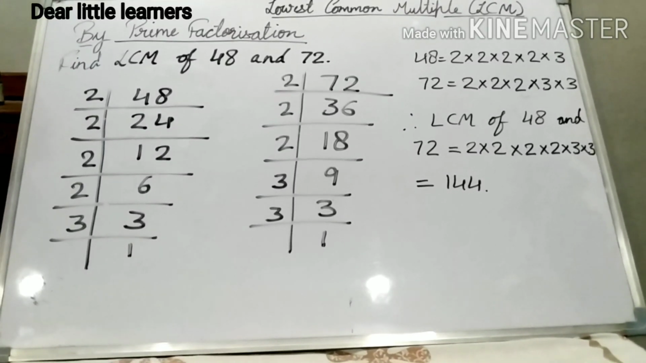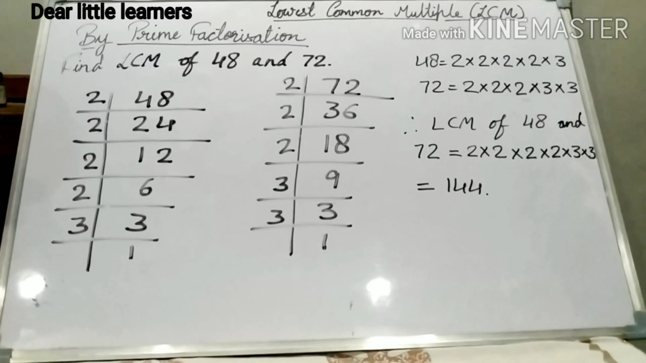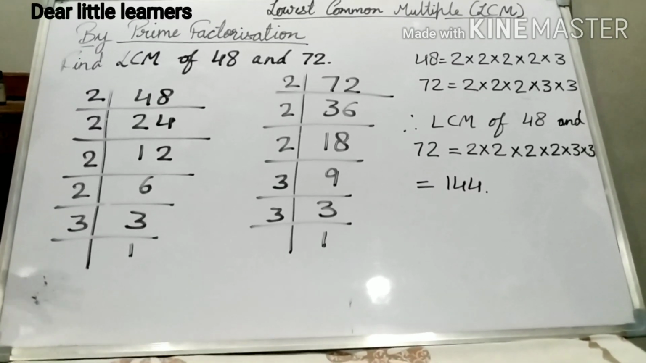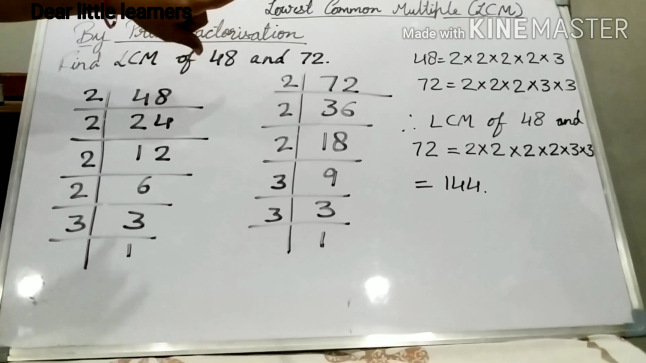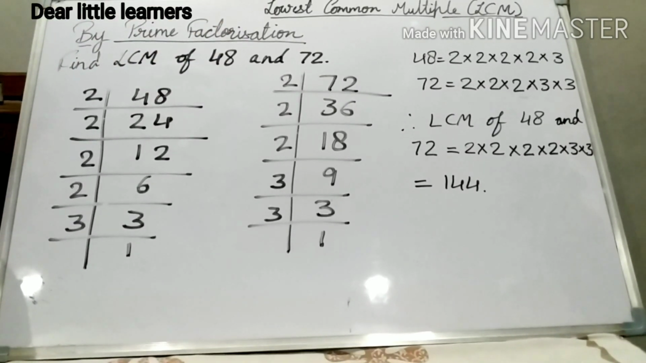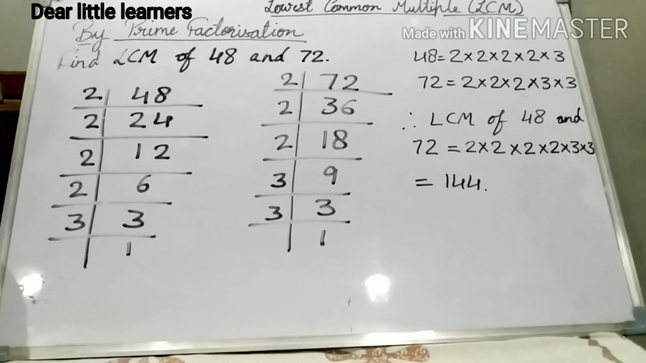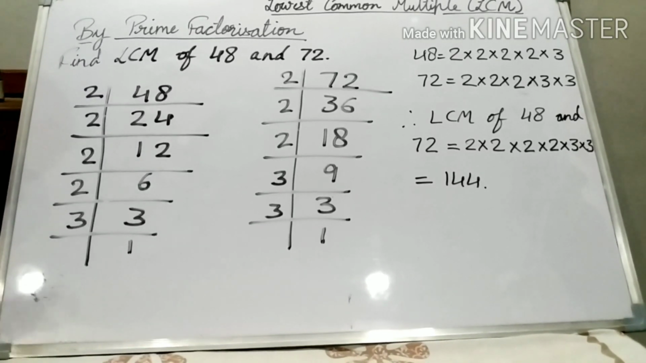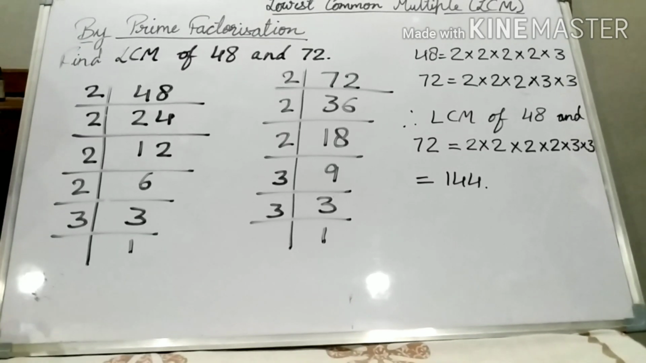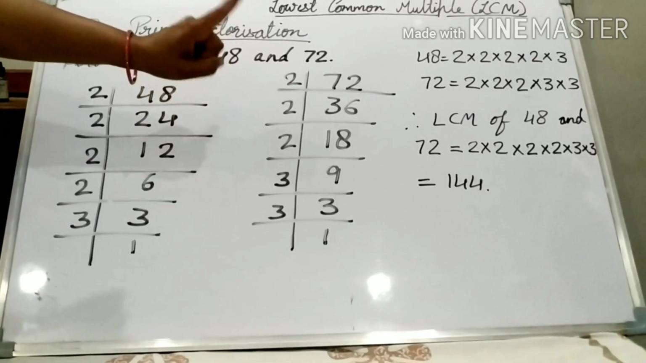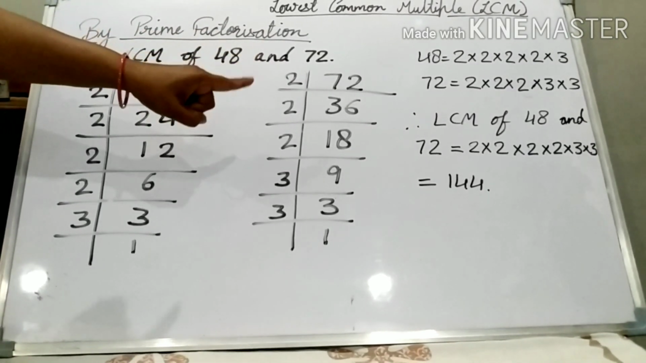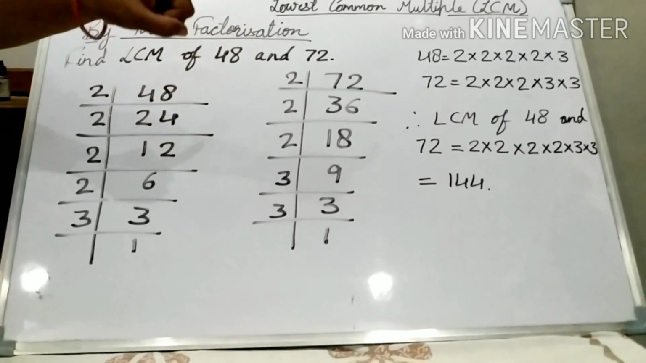Now children, you can see that in 48, 2 appears a maximum of 4 times, whereas in 72, 2 appears 3 times. But the maximum number we have to take as prime factors. So now we will take 2 four times. So for finding the LCM of 48 and 72, we will take 2 four times. 2 multiplied by 2 multiplied by 2 multiplied by 2.